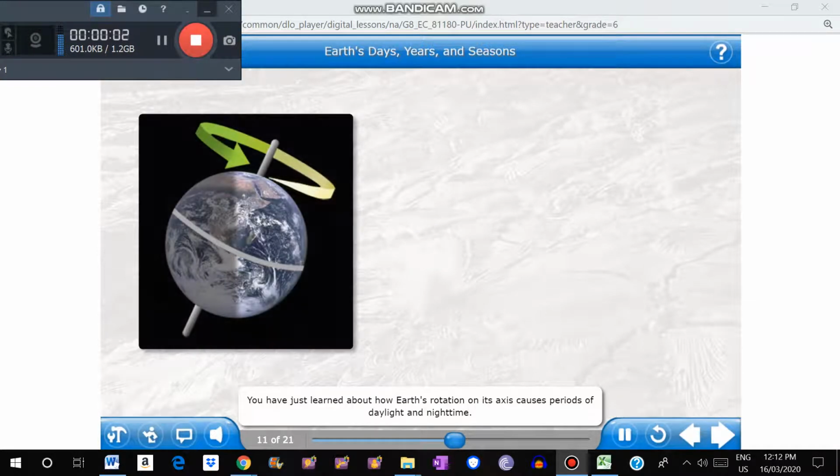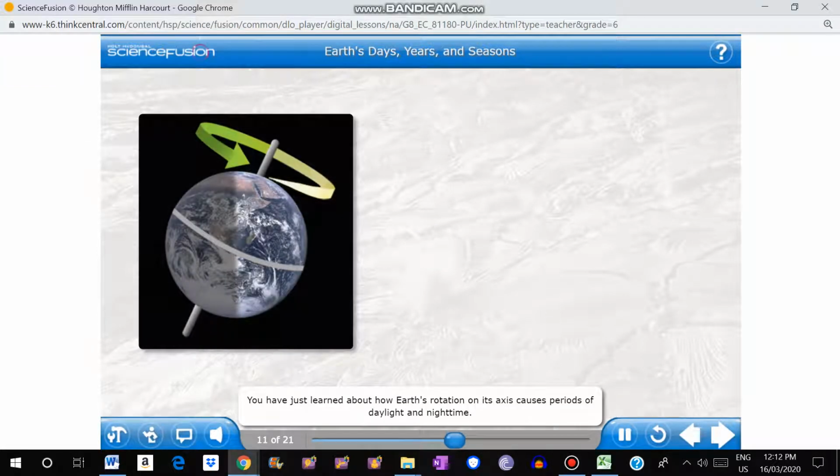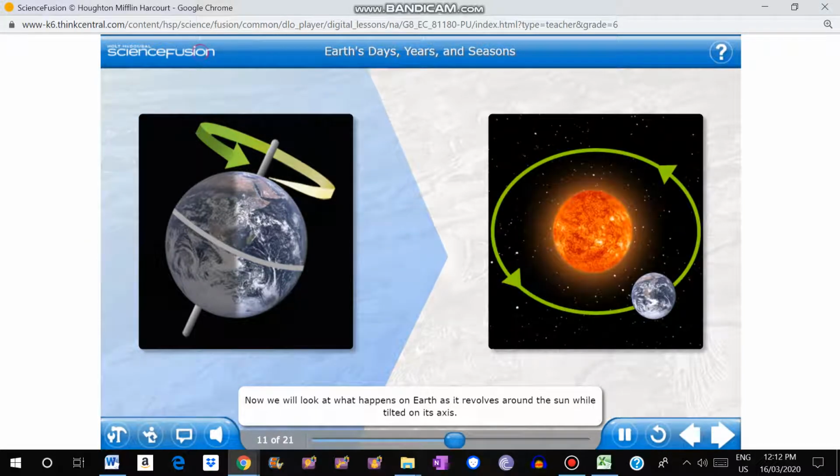You have just learned about how Earth's rotation on its axis causes periods of daylight and nighttime. Now we will look at what happens on Earth as it revolves around the Sun while tilted on its axis.